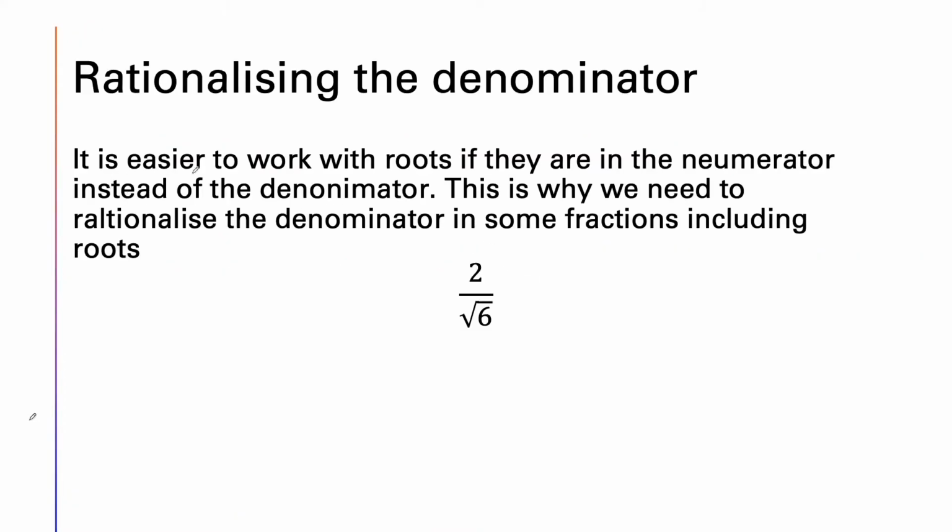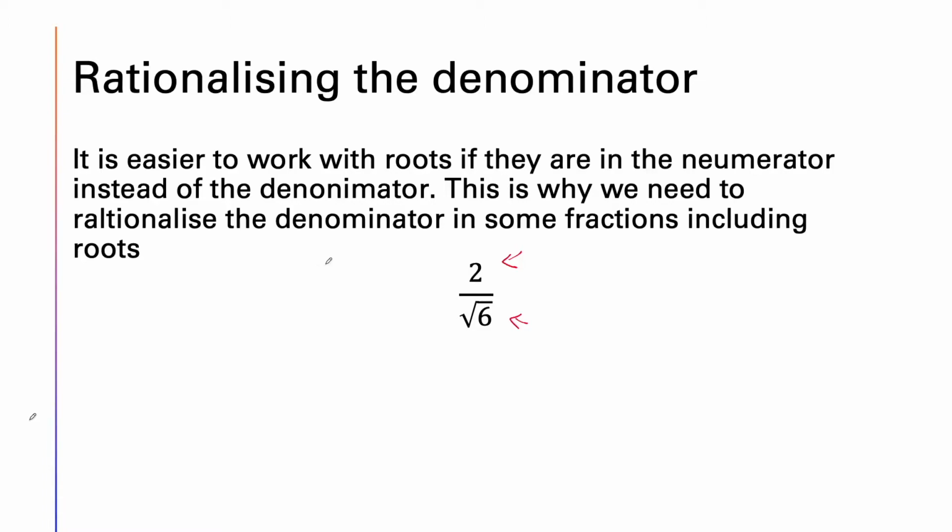Rationalizing the denominator. It is easier to work with roots if they are in the numerator instead of the denominator. This is the numerator, the top, and the bottom is the denominator. You see in this example, the denominator has a root in it. It's better if the denominator doesn't have any root in it, as it makes calculations a lot easier.